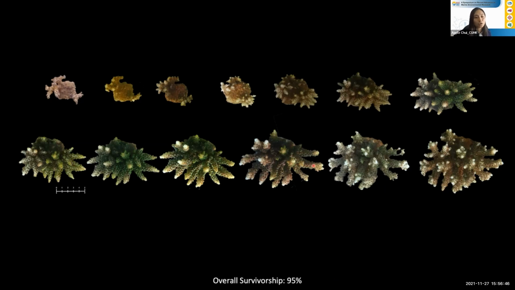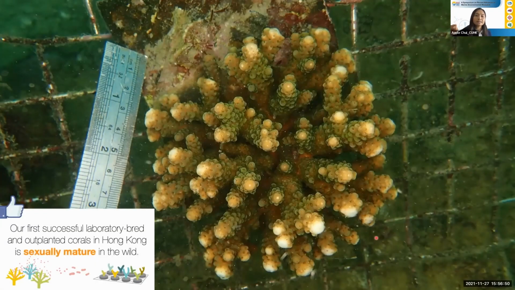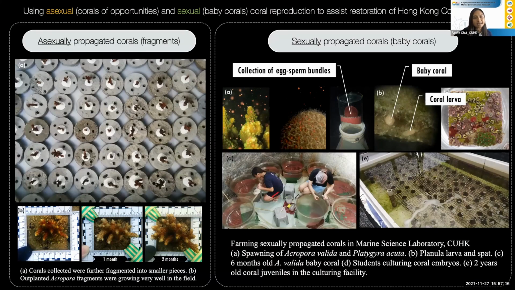So this species is a Coprophyllia. And we know that the sexual technique is going to work in Hong Kong because we already have an example of successful outplant of corals being reproductively viable in the field. It took us 5 years for these Coprophyllia corals, but still it's possible. So now what we need to do is a bit of upscaling, and this is what we're trying to do in future.